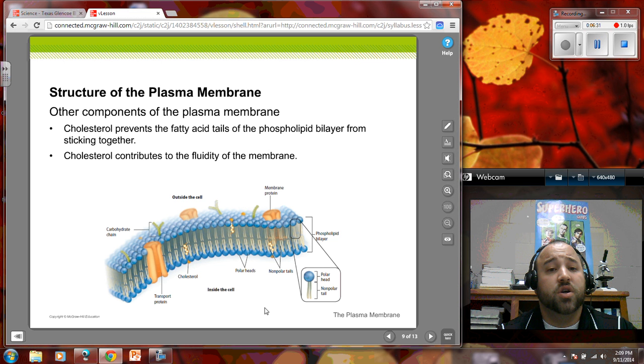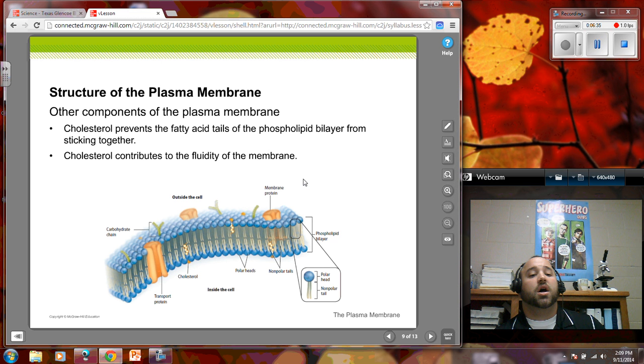But structure of the plasma membrane. Other components of the plasma membrane, these are cholesterols. They prevent the fatty acid tails in the phospholipid bilayer from sticking together. They keep them from colliding and causing issues. So they contribute to the fluidity of the membrane. Every time you hear cholesterol, it's always bad, but this is something where cholesterol does what we want. We want to give a little more structure, a little more good thing to our cell. We want to keep it functioning appropriately, and that's what it does.